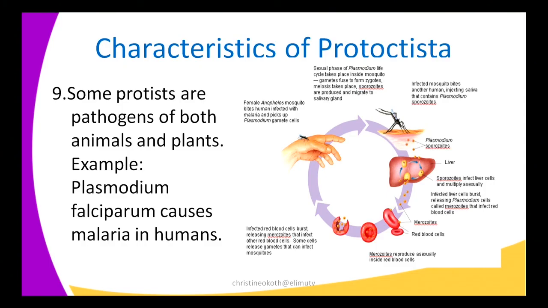The mosquito injects saliva that contains the Plasmodium falciparum, then it goes down to the liver. When the liver bursts, it releases these organisms, which spread throughout the human being and cause the disease commonly known as malaria.